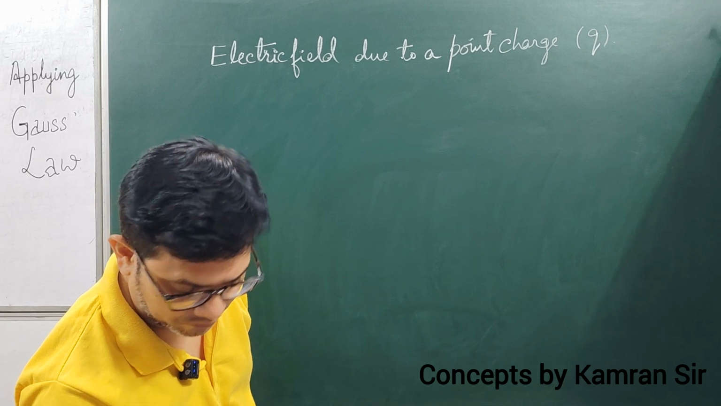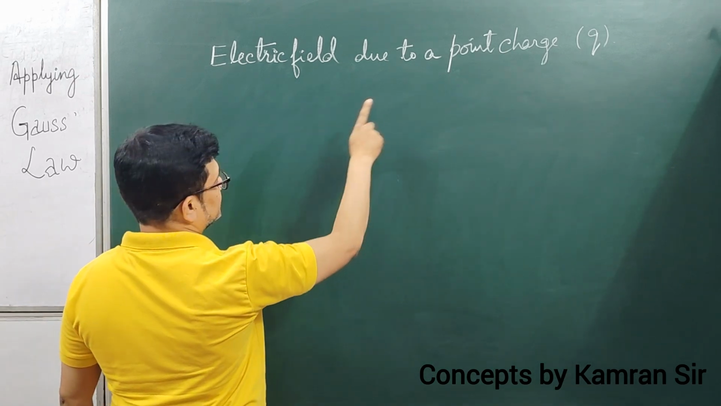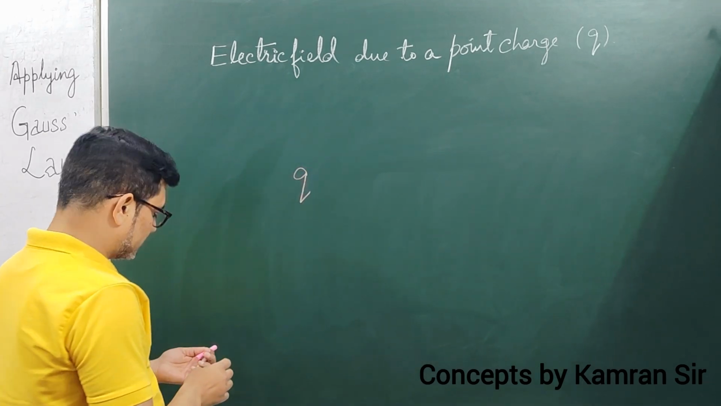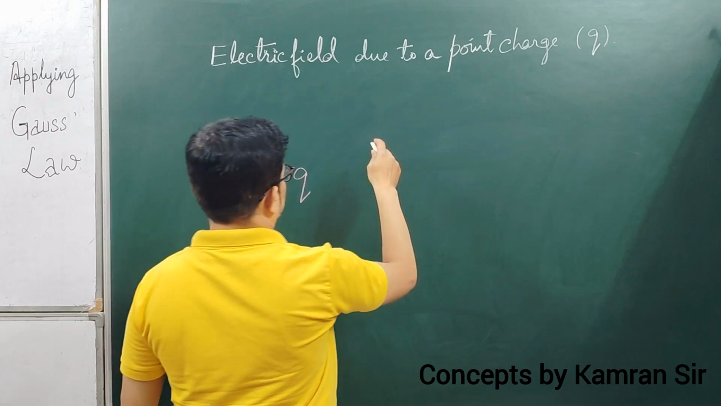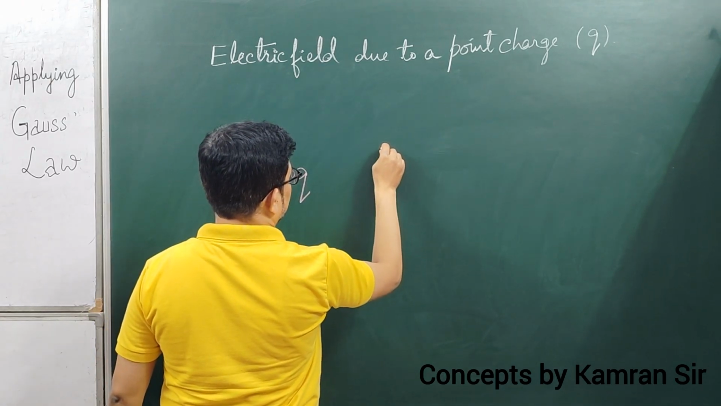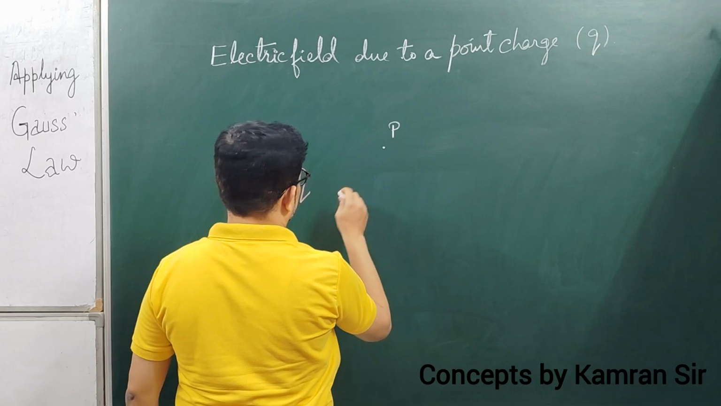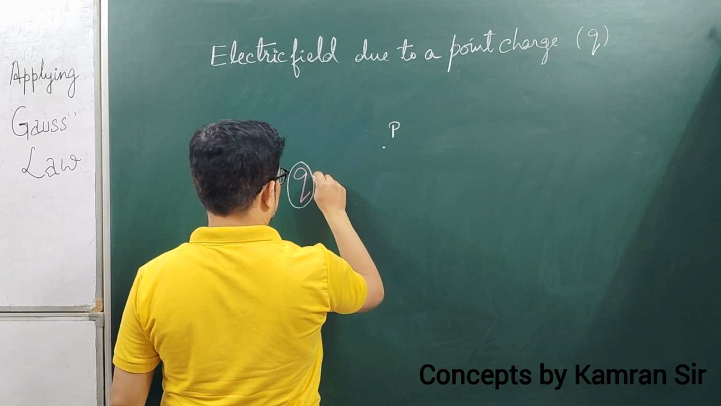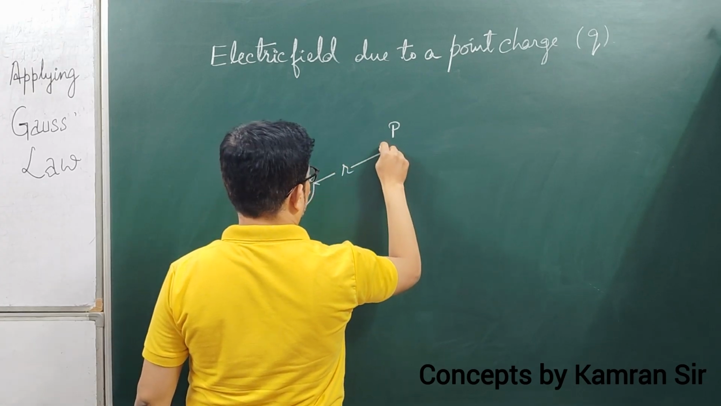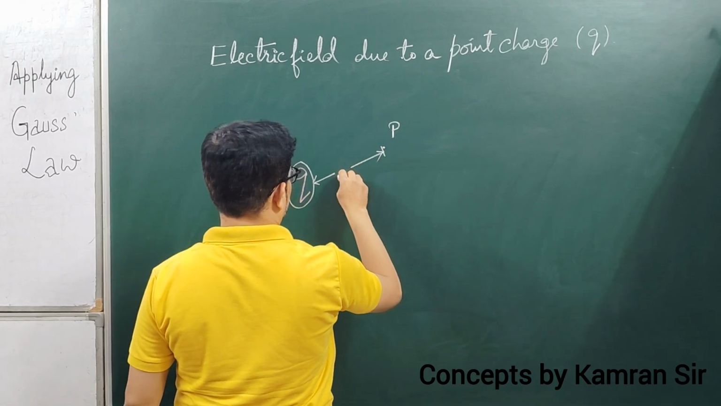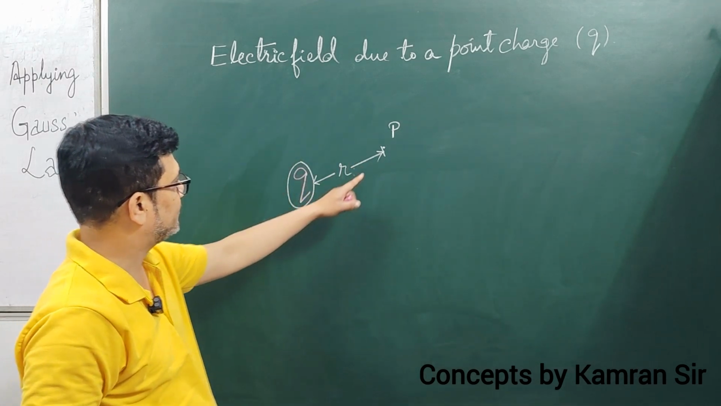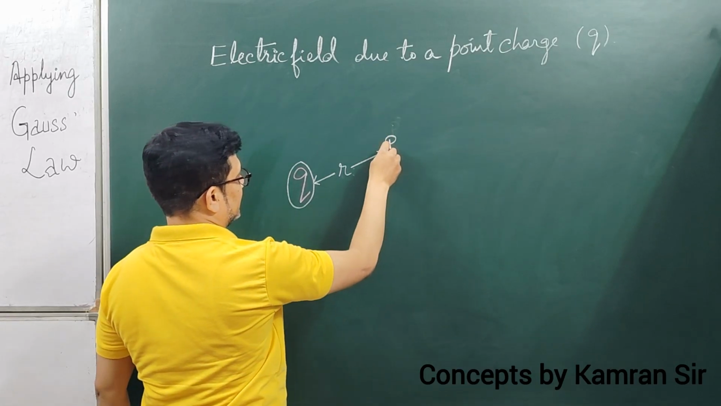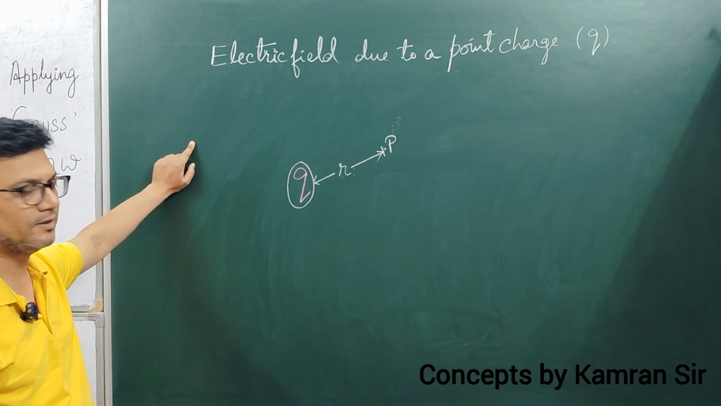Well, our approach would be, we'll first try to figure out the symmetry, right? So let's talk about this charge. Q charge is here, and we want to find the electric field at some point, suppose here, which is our point of interest. The distance between this Q charge and point P is r. We want to apply Gauss's law to figure out the electric field.